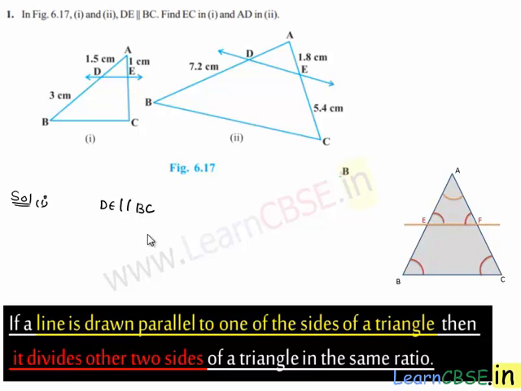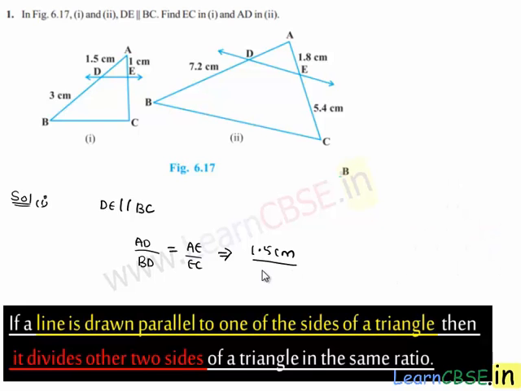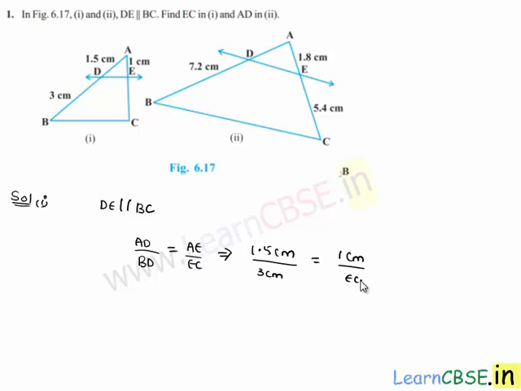So here, from the basic proportionality theorem, we can write that AD by BD is equal to AE by EC, which implies AD is 1.5 centimeters as given, divided by BD, which is given as 3 centimeters, which is equal to AE, which is 1 centimeter, divided by EC, which implies, now as in the numerator and denominator centimeter and centimeter is common, that gets cancelled.